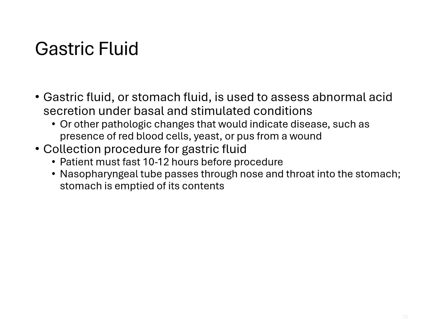And then gastric fluid. Gastric fluid, also known as stomach fluid, is used to assess abnormal acid secretion under basal and stimulated conditions. It can also be used for other pathologic changes that would indicate disease, like the presence of red blood cells, yeast, or pus from a wound. For the collection procedure for gastric fluid, the patient must fast 10 to 12 hours before the procedure, and then the nasopharyngeal tube will pass through the nose and throat into the stomach. And the stomach is emptied of its contents and will be tested.